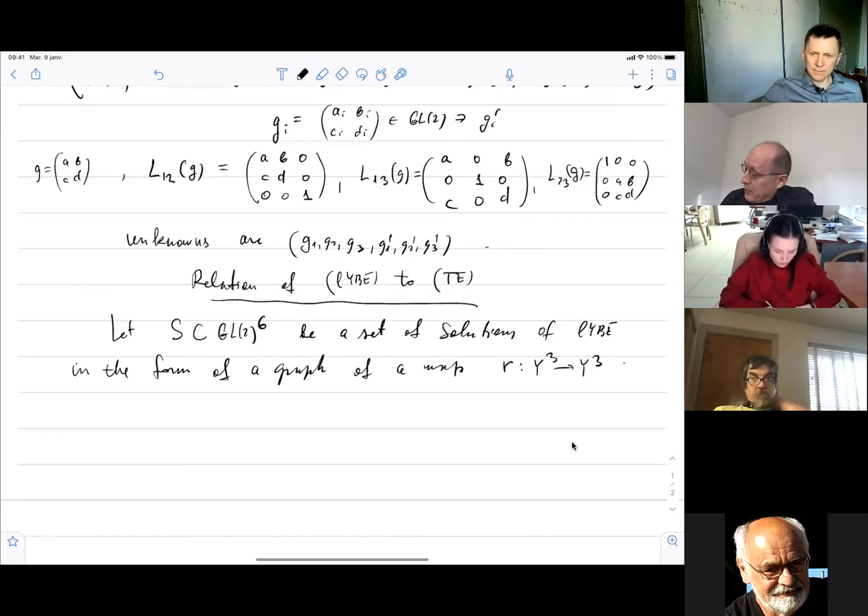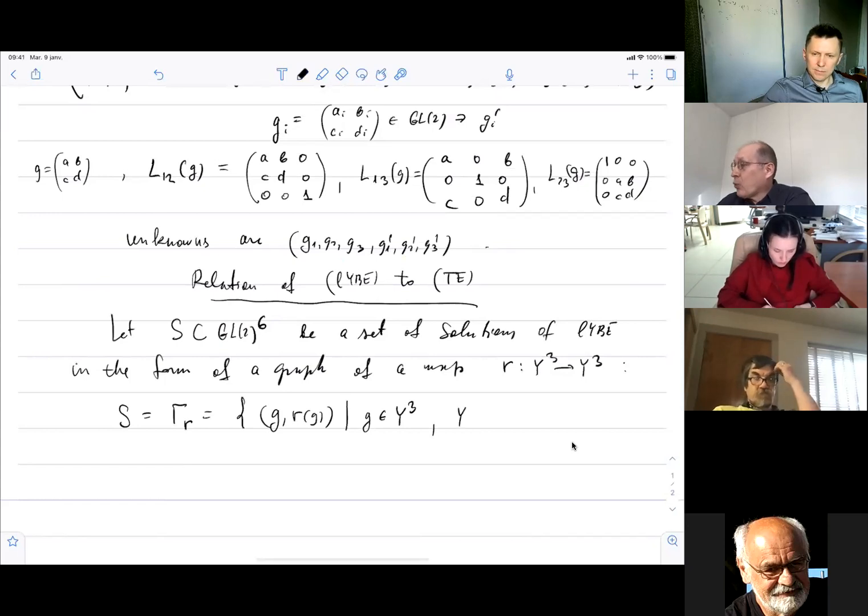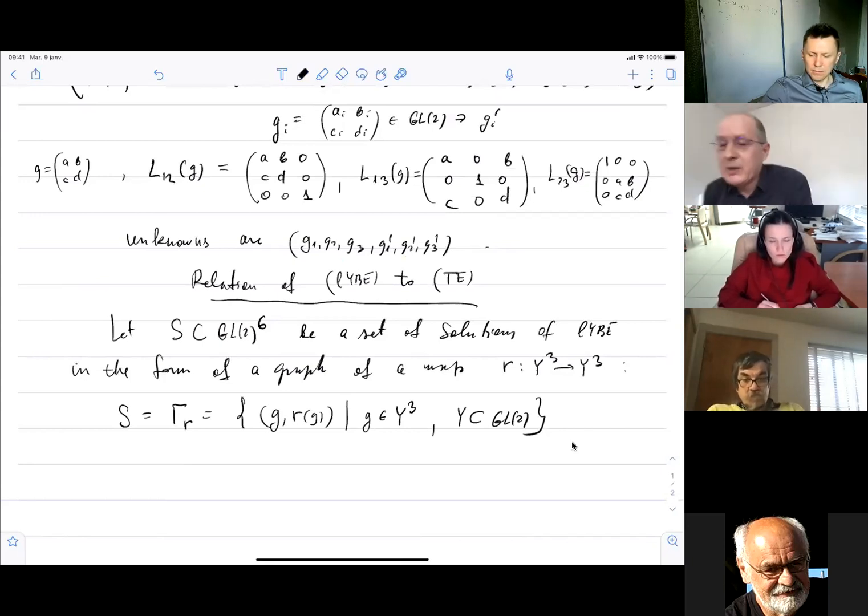Which means that S is equal to the graph of a map, which by definition looks like this: a set of pairs where G lives in the Cartesian cube of a set Y, and Y is a subset of GL2. So this is a kind of formalization of a special class of solutions of the local Yang-Baxter equation.